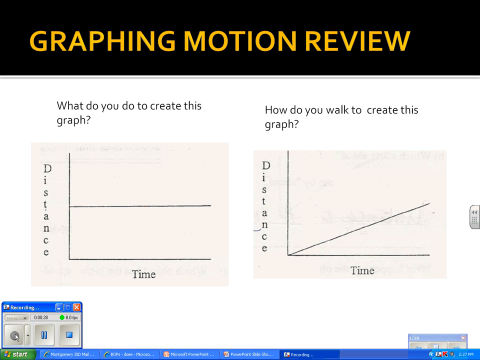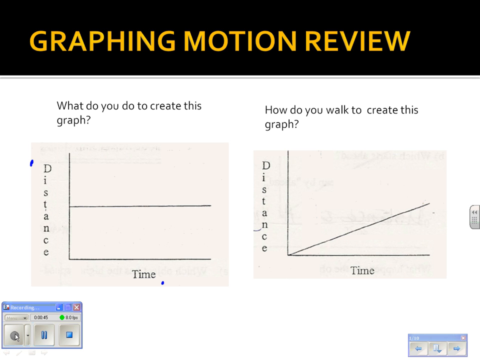All right. So first of all, we're going to look at some distance versus time graphs. And we're going to say what kind of motion would create this graph. So let's look. What do I have to do to create this first graph right here, which is a distance versus time graph? If you notice, a distance versus time graph, first of all, always tells you speed. That's what this tells you, is your speed or velocity.